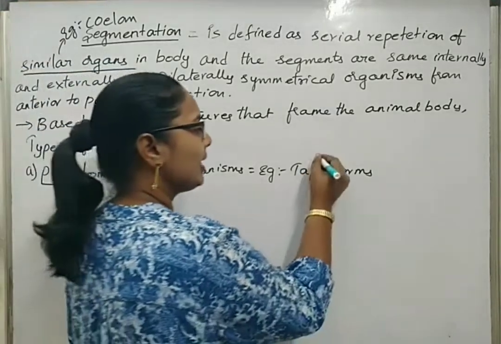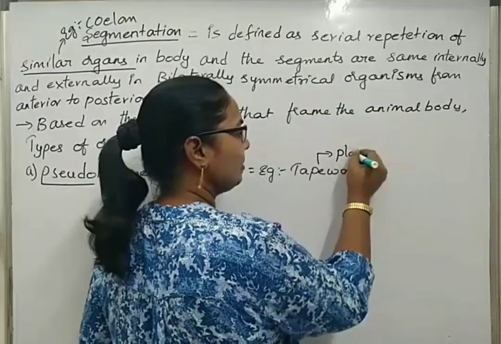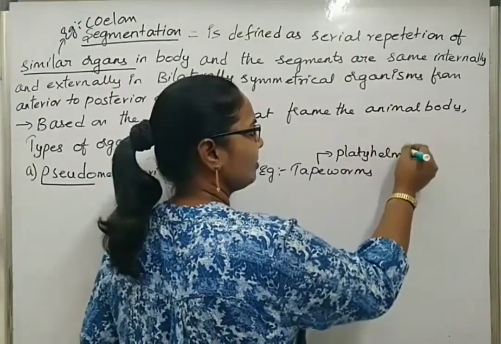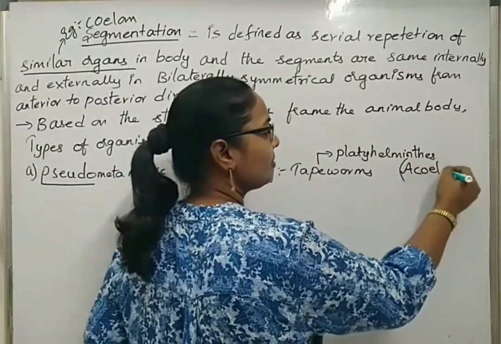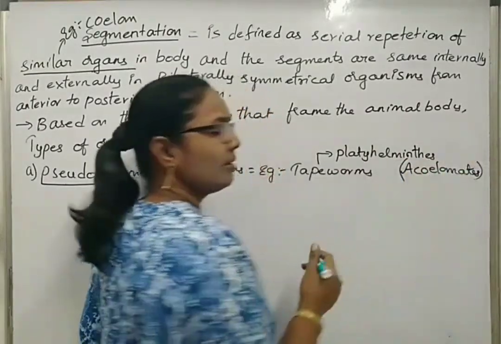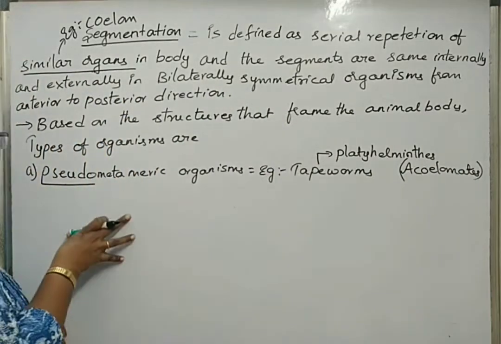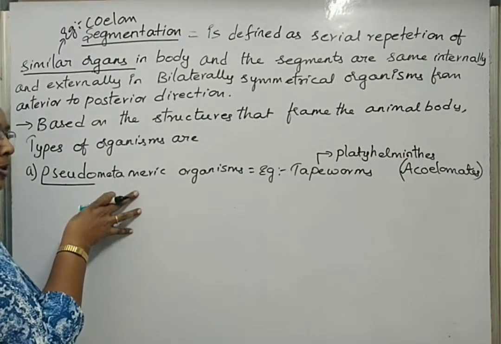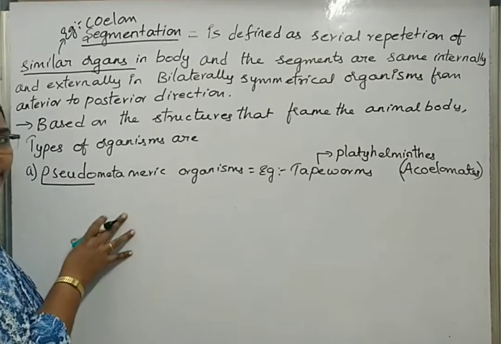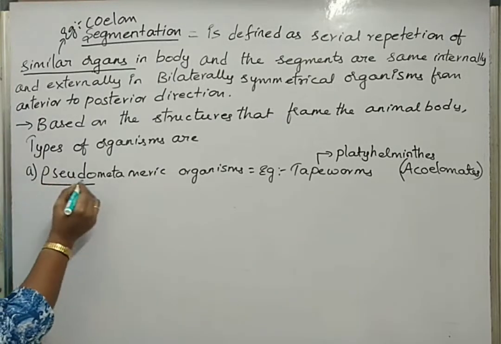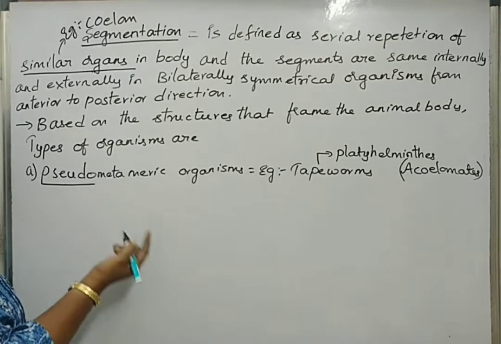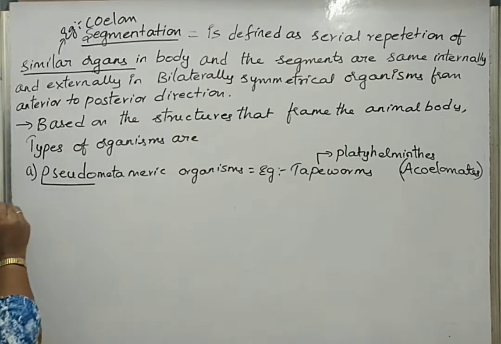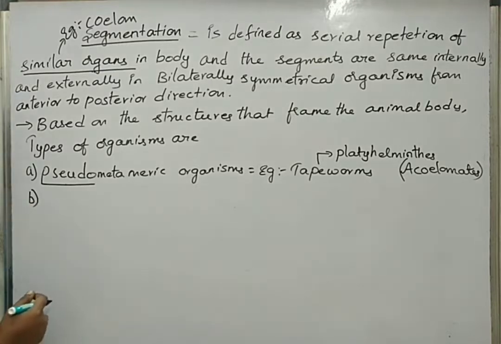Pseudocoelom. We know that tapeworms are explained under phylum Platyhelminthes. Platyhelminthes are said to be acoelomates. There is no coelom, but still the organs in each and every proglottid of the tapeworm are equally distributed all over the body. Since there is no coelom, which is very important to accommodate the vital organs of the body, this is called a pseudo-metameric organism. That is the tapeworm example.